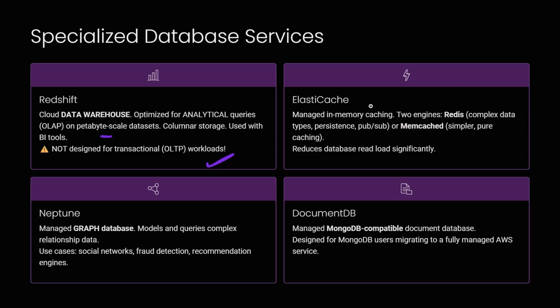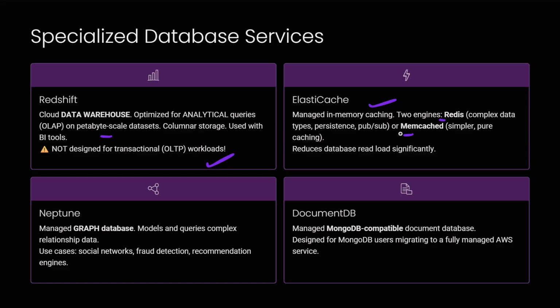The next we have Amazon ElastiCache. From the name itself, it is clear. This is an in-memory cache. It takes the strain off your main database. The exam might ask you to choose between its two engines, Redis and Memcached. Memcached is super simple and Redis is the advanced one. It supports complex data types and can save its state.